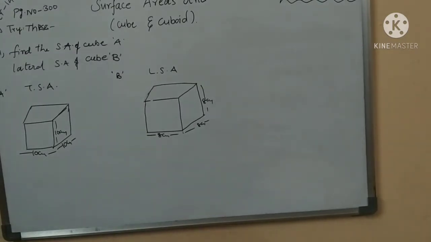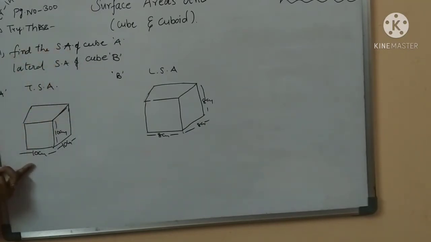Next, page number 300. Try this first one. Find the surface area of a cube A and lateral surface area of a cube B. Asking the surface area means we will find the total surface area. Particularly if asked for lateral surface area, we will find that. Here it is not given as lateral, only surface area, so total surface area we will find. Understand?